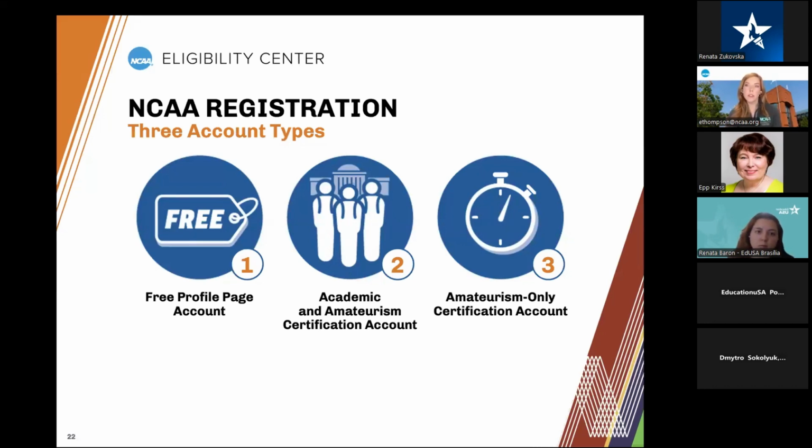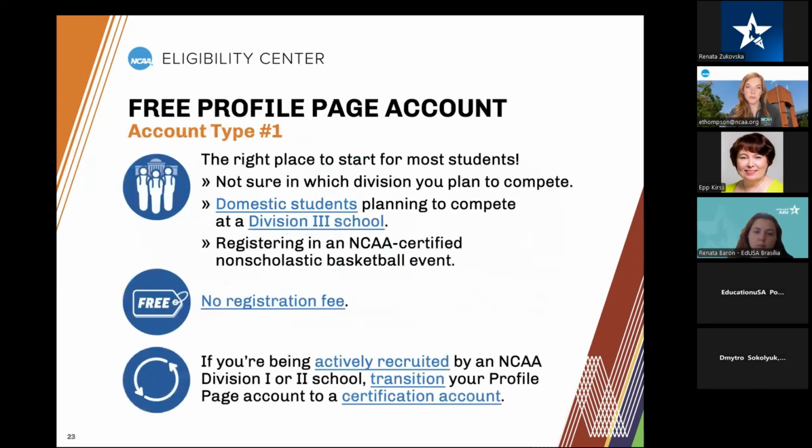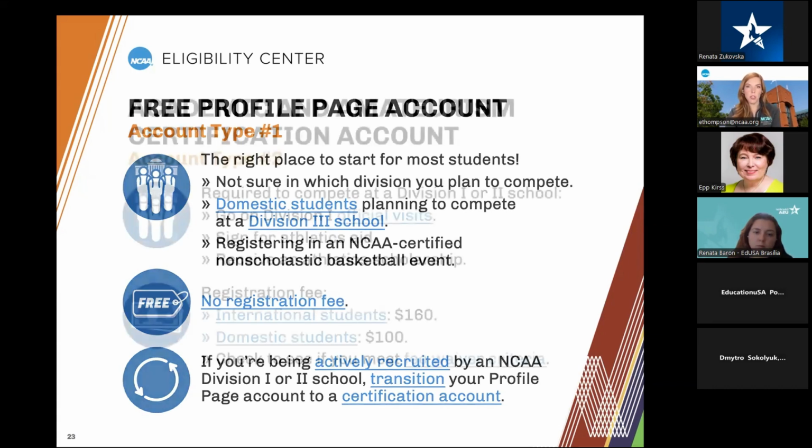So I tell everyone start with that free profile page because there's no cost associated with it. And there's the information there for it as well. So if you have any questions, you can click on any of these. But again, it's a free profile page with no cost associated with it.